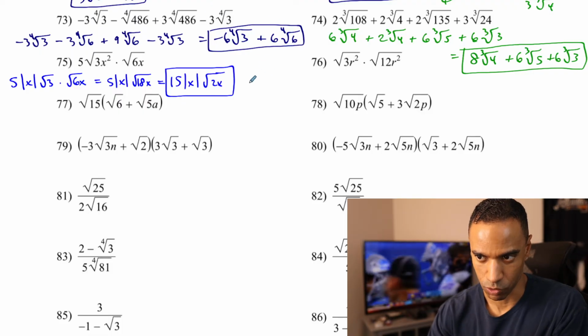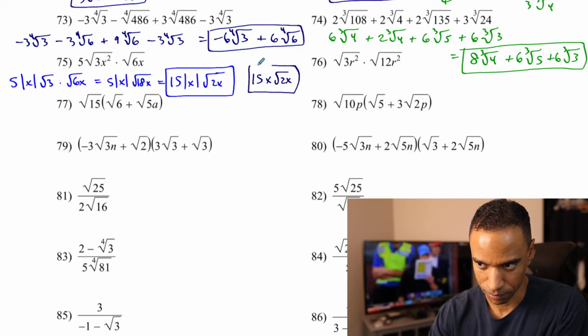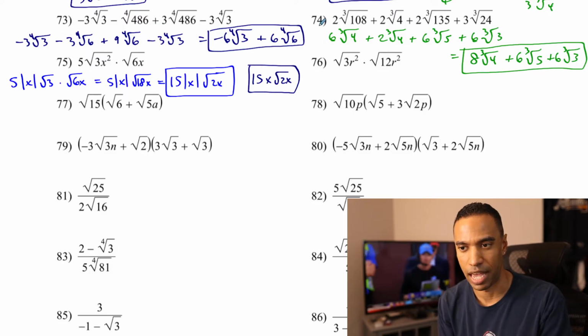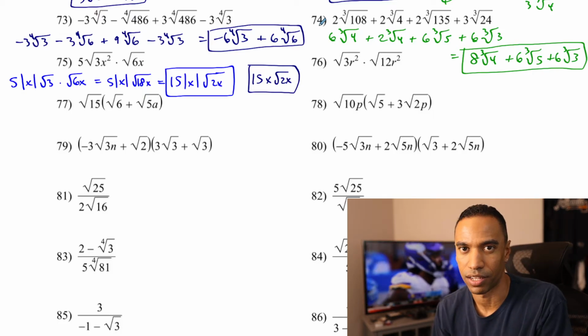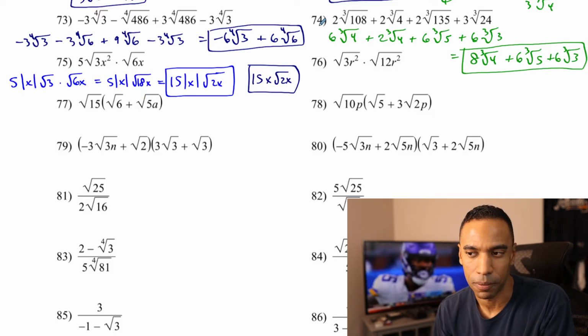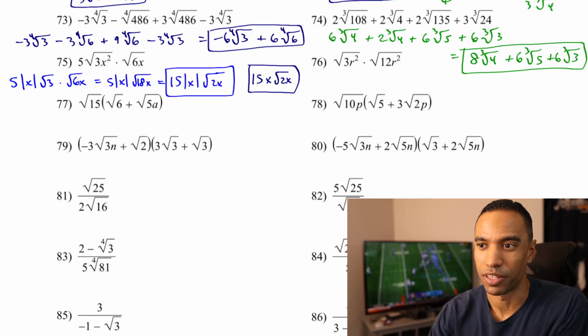Or if x was positive, it would be 15x root 2x. The only difference is putting the absolute value versus not. And you put it in when we take the square root of a quadratic. Really, that's going to be the time when we do it. Depends on if things can clean up, though. Like this one can possibly clean up a little bit.